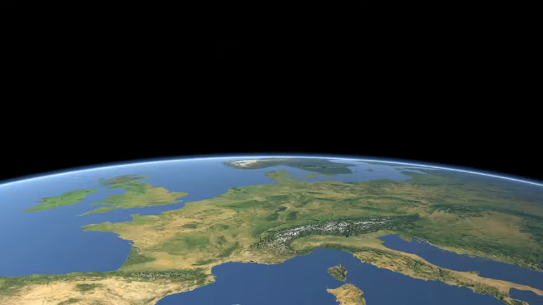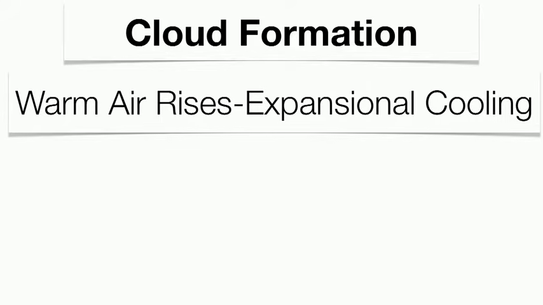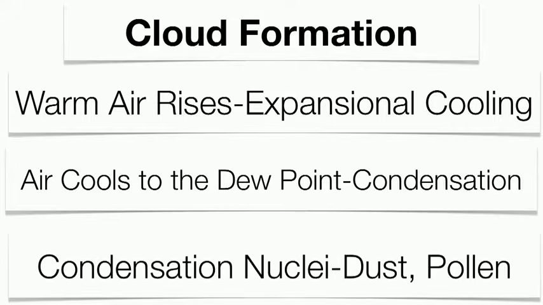Today we're going to talk about weather fronts. Well, before we get into fronts, we've got to talk a little bit about clouds first. Clouds form when warm air rises. As warm air rises through the troposphere, it cools off. But due to the lack of pressure, the air mass expands, so it's a special type of cooling called expansional cooling. It cools to the dew point, and at that dew point you get cloud formation, condensation, and inevitably some precipitation as well.